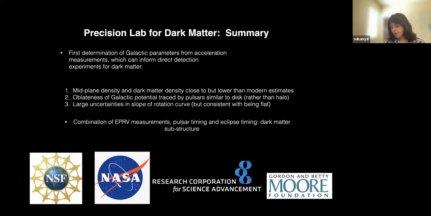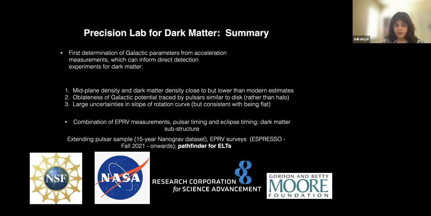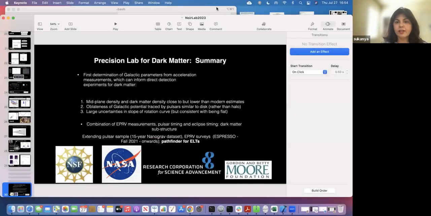I think the combination of these various different techniques is probably what holds the most promise for producing constraints on substructure in the galaxy. And my goal, with these various surveys, particularly with our EPRV survey, is that I hope it will serve as a pathfinder for the ELTs, which when they come online, will be able to carry out direct acceleration measurements across the galaxy and potentially even beyond. And I will end here, and I'd love to take more questions.